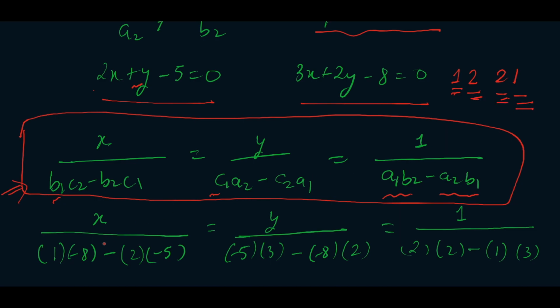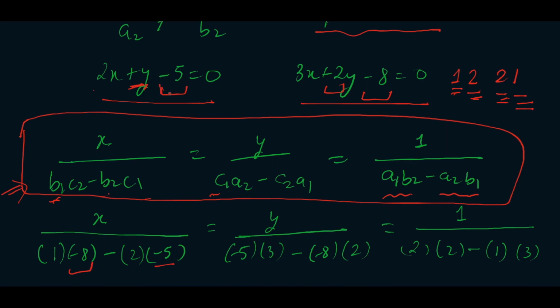So now we just need to put the values of these coefficients. So x by the value of b1 here is 1, the value of c2 is minus 8. So it is 1 multiplied by minus 8, minus b2 is 2 and c1 is minus 5. So 2 multiplied by minus 5. So this will be equals to y divided by c1 a2.